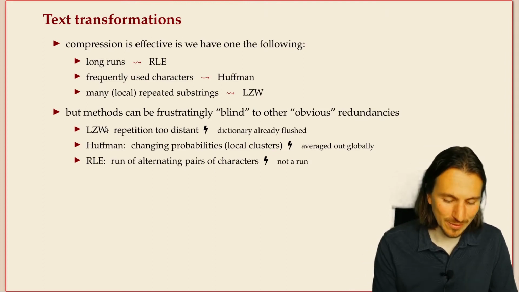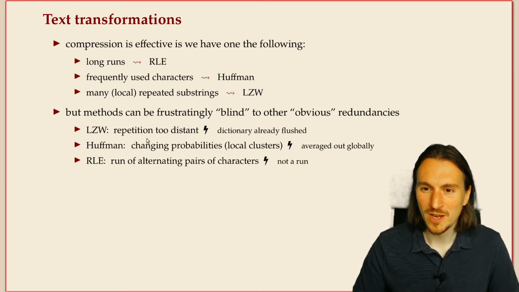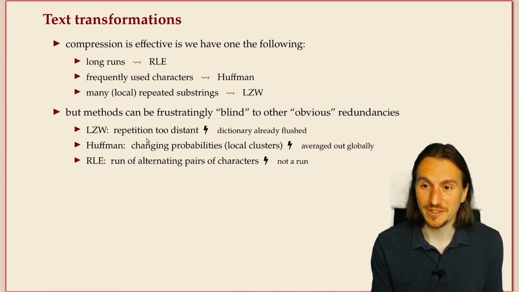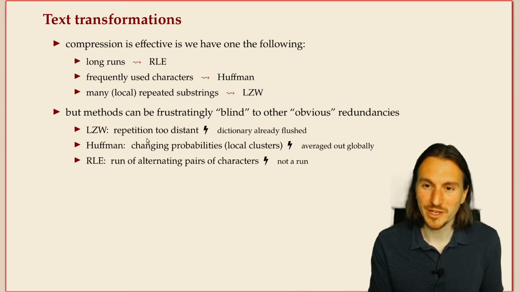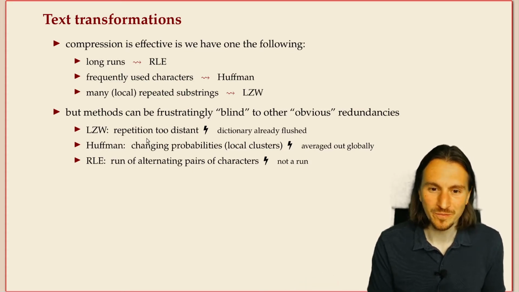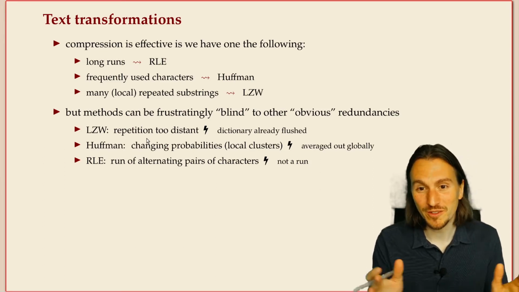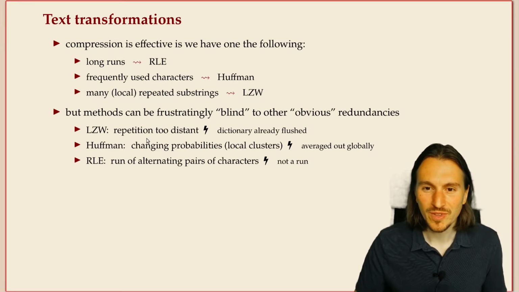For example, Lempel-Ziv-Welch doesn't pick up any repetition if they're too distant. If the dictionary is already flushed, then we will not profit from these. And this is inherent. You can make the dictionary big, but then your code words are longer and you waste space on that side of things, unless you do extra steps after it. Or you make your dictionary small and then you miss out on these long distance repetitions.